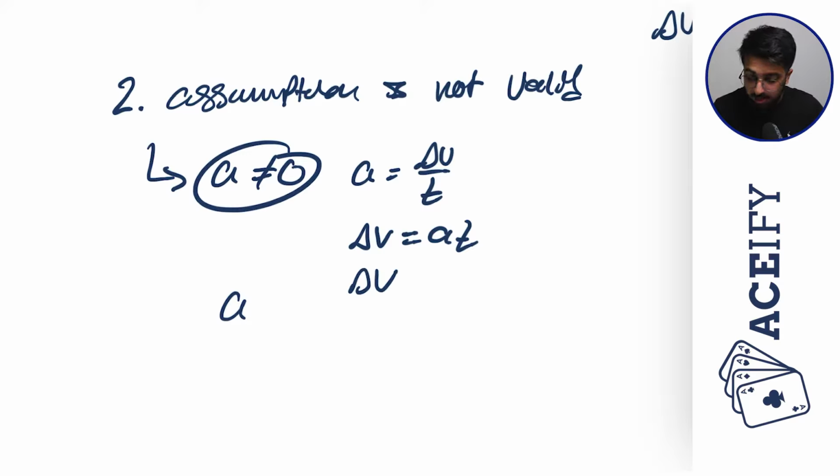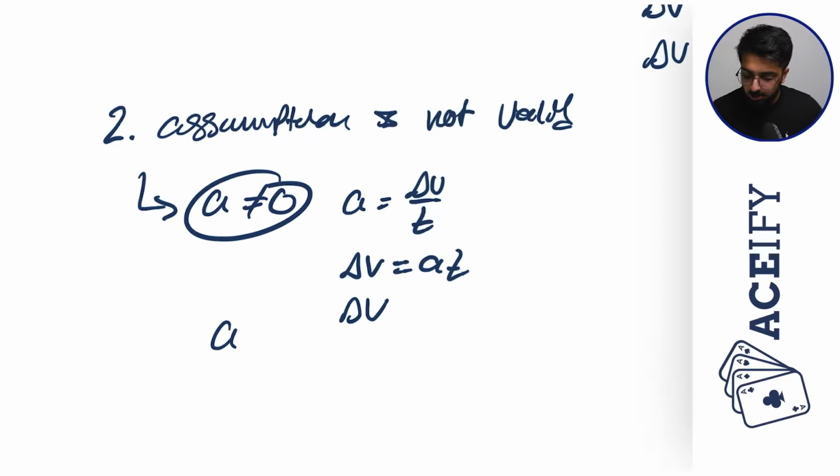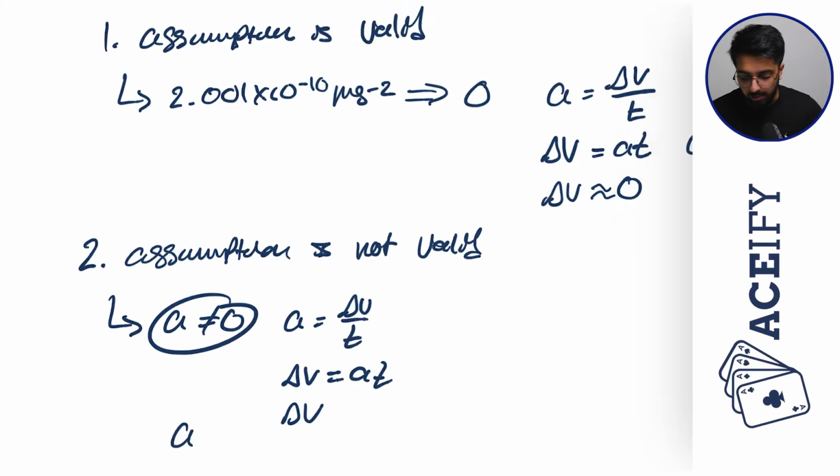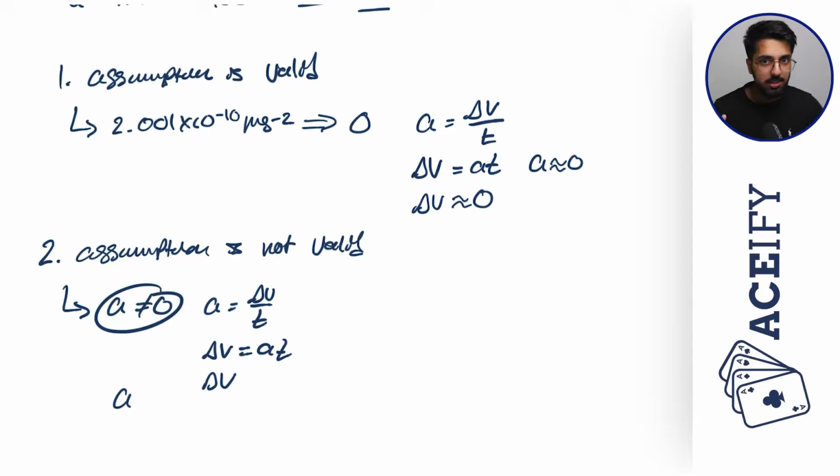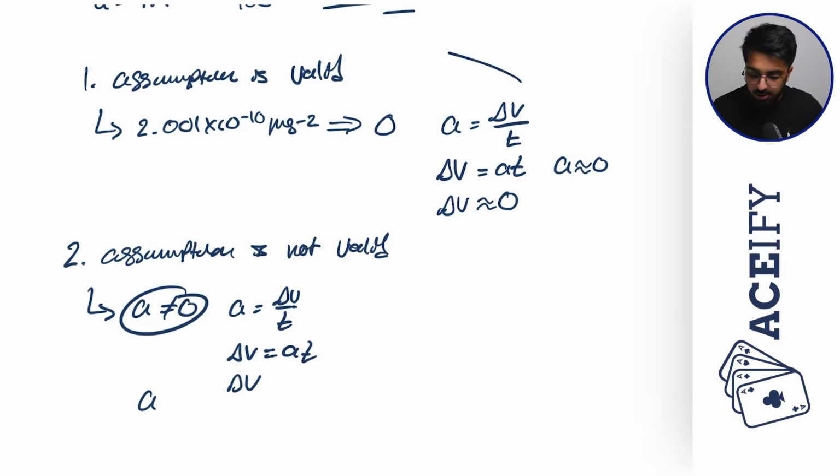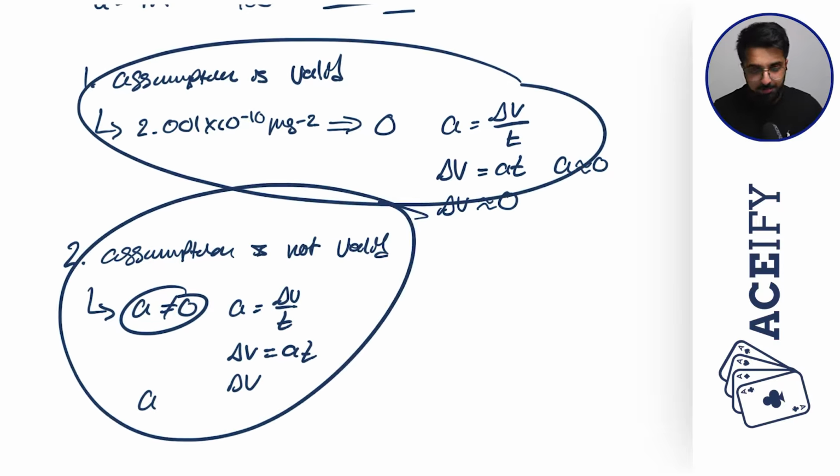Therefore, there must be some sort of change in velocity, even if it's very, very small, and so the assumption is invalid. Again, both are marked as correct in the marking schedule, you just have to justify it as so, okay? So if you justify it correctly, then you'll get the question right.